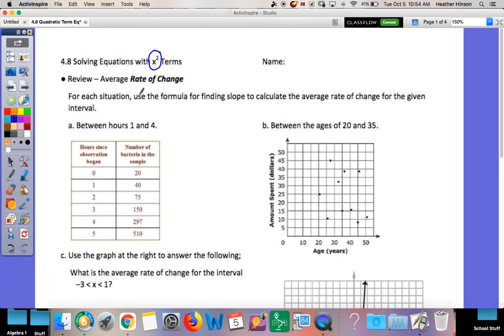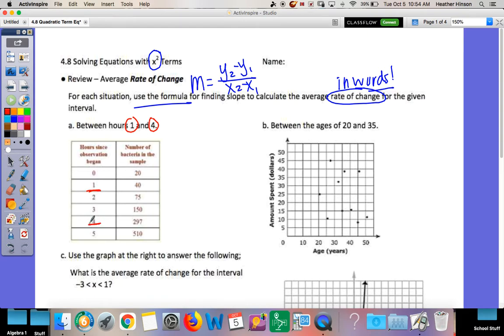If we want to find the average rate of change, we can use the slope formula: y2 minus y1 over x2 minus x1 to calculate that slope or that rate of change. Remember, rate of change just means your slope, but put it in words. So if we want to look between hours 1 and 4, they specifically gave us 1 and 4, so we want to look right between these two.